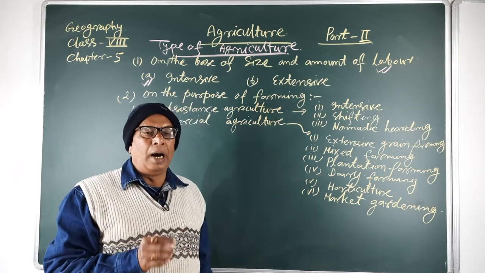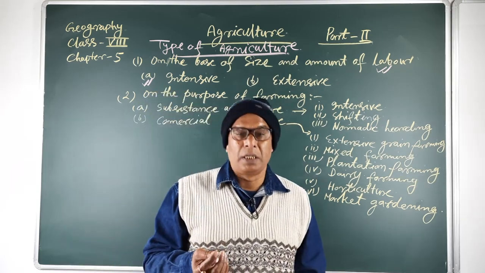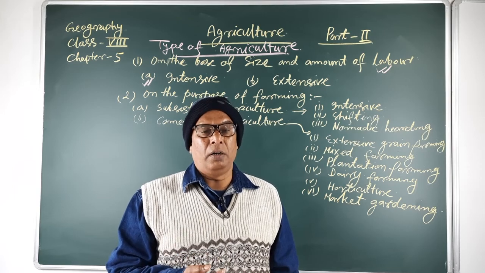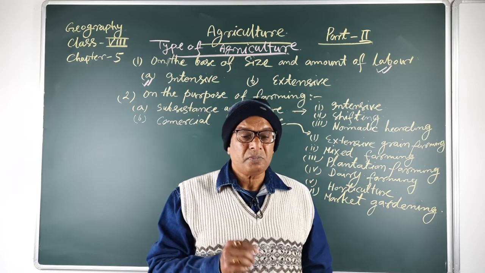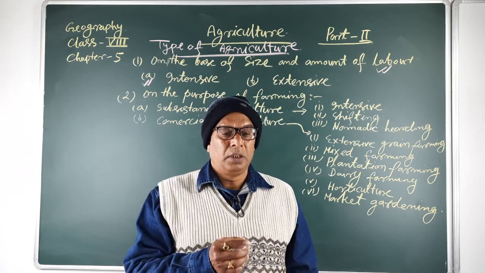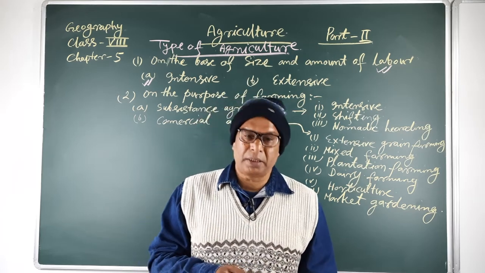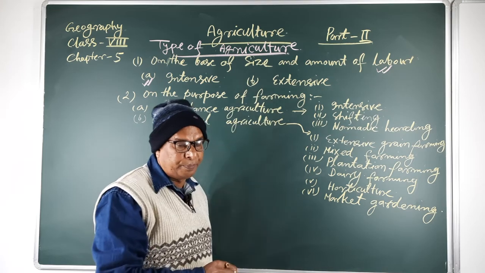India is a populous country in the world, along with China, Bangladesh, Myanmar and other Asian countries. These countries practice intensive agricultural farming.